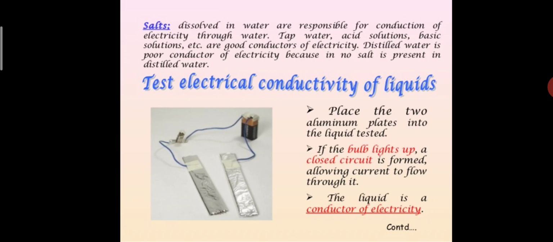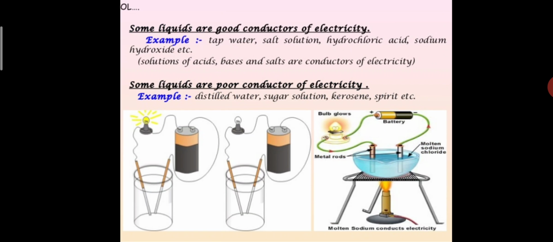Now, after that, the conduction through liquids. Now we are going to learn how to test the electrical conductivity of liquids. Place the two aluminum plates into the liquid to be tested. If the bulb lights up, a closed circuit is formed, allowing current to pass through it, and the liquid is a conductor of electricity. Some liquids are good conductors of electricity: tap water, salt solution, hydrochloric acid, sodium hydroxide. Some are very poor conductors: distilled water, sugar solution, kerosene, spirit, etc.